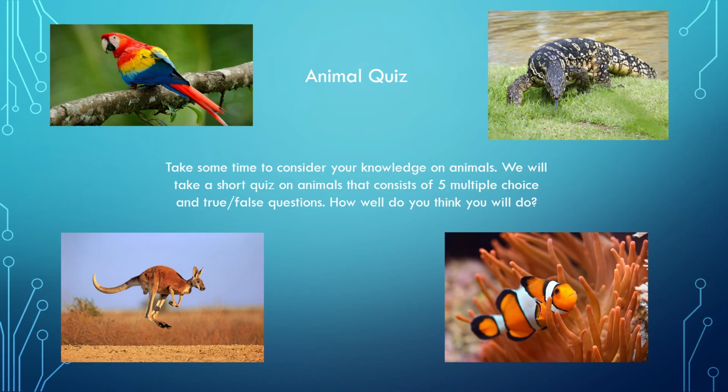How many of these 5 questions do you think you can get correct? Do you think you know a lot about animals? Do you not know much? What is your goal for how many of these questions you want to get right? Now that you set your goal for yourself, you have something that you can work towards and try to get your mark at. So now we will begin the quiz.